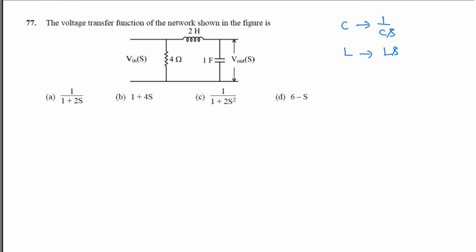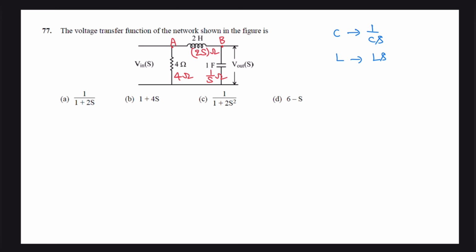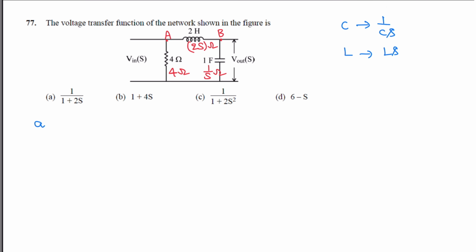A, B are the node points. This is 4 ohm, 1 by S ohm, and the inductor is 2S ohms. Apply KCL at node B. At node B, V naught by 1 by S ohms plus V naught of S, that is V naught is V naught of S.